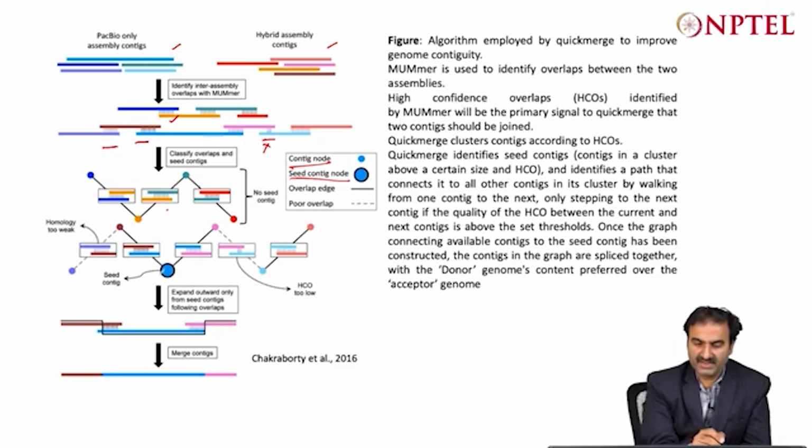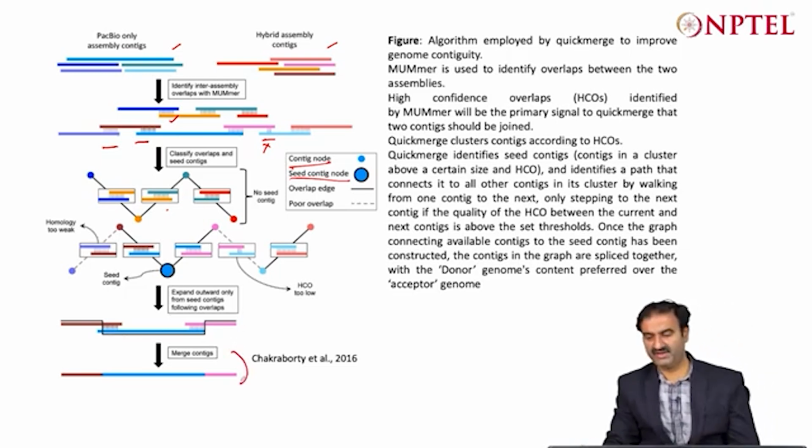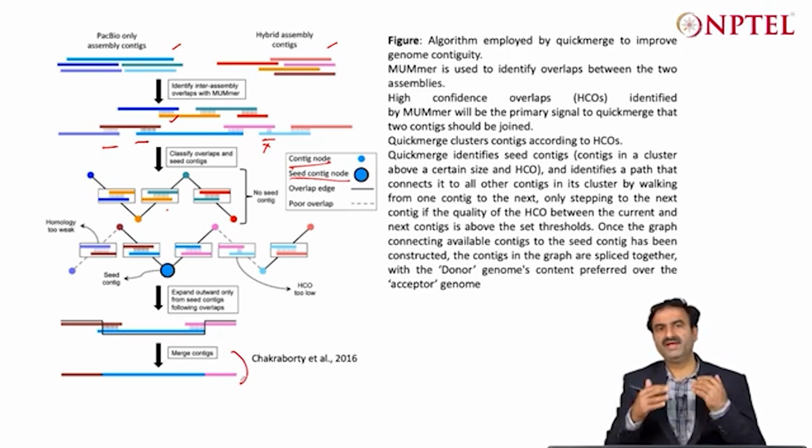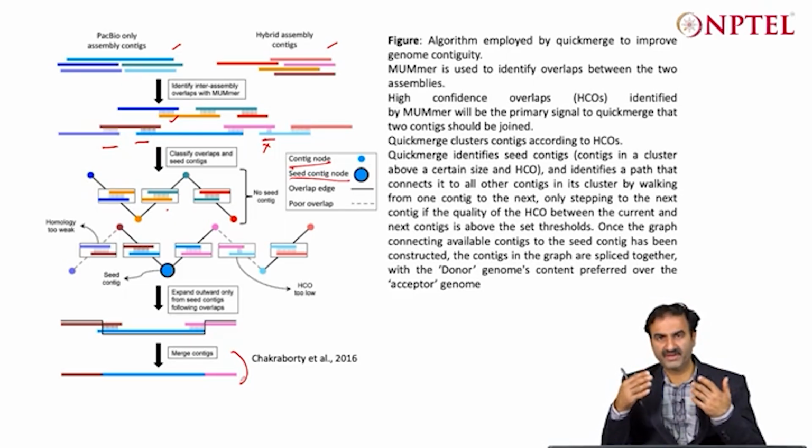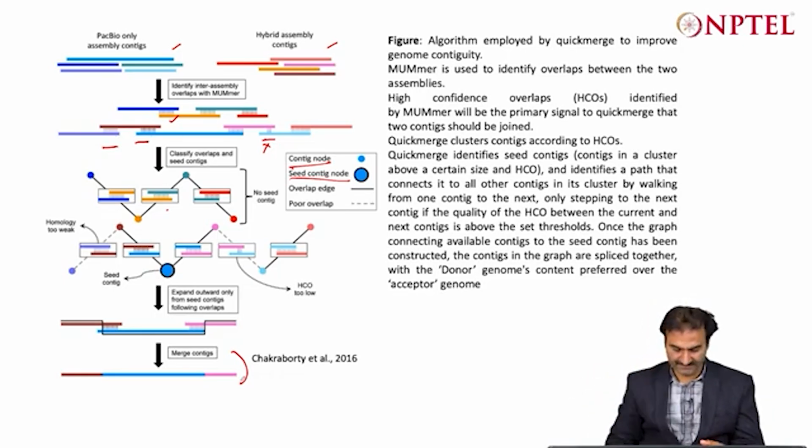and finding the ones with the dotted lines means low confidence HCO, and the complete lines mean that a high confidence overlap was found, and based on that it connects or merges the two contigs and makes the consensus or final assembly. You can accept one of the genomes as the donor or acceptor, depending on whether you want to use the short read data as the donor and improve the long read, or the long read data as the donor and improve the short read. Although mostly you will find that using the short read as a donor works better.